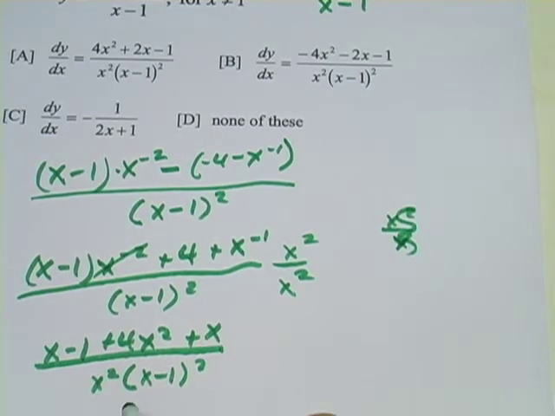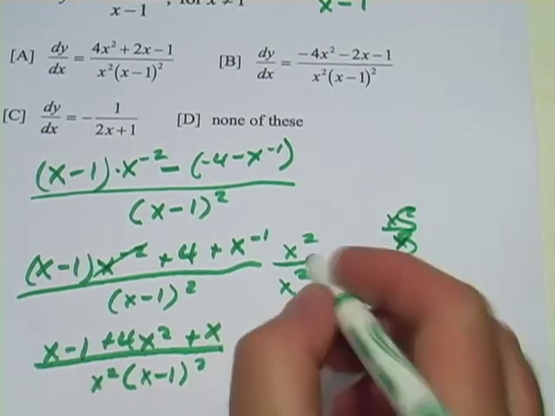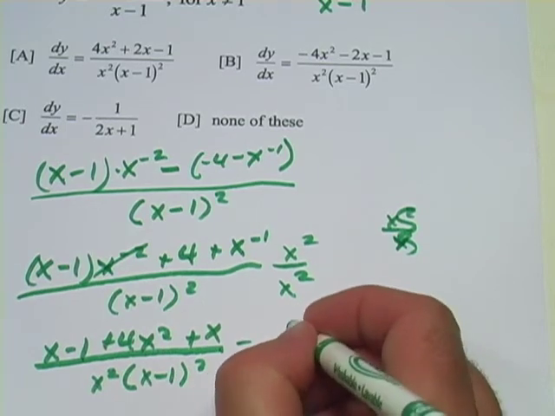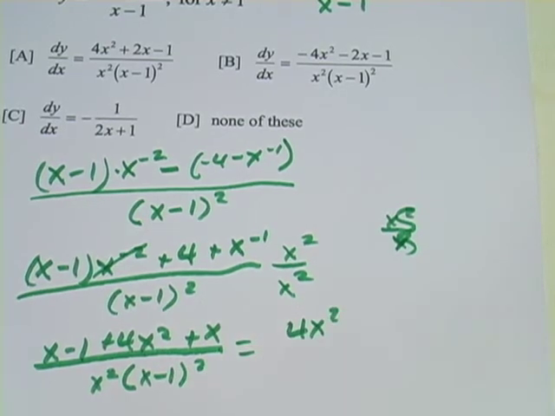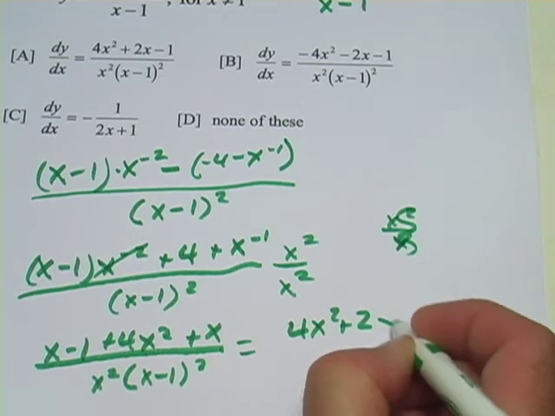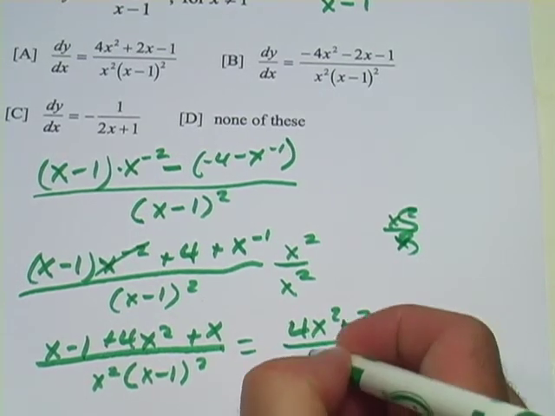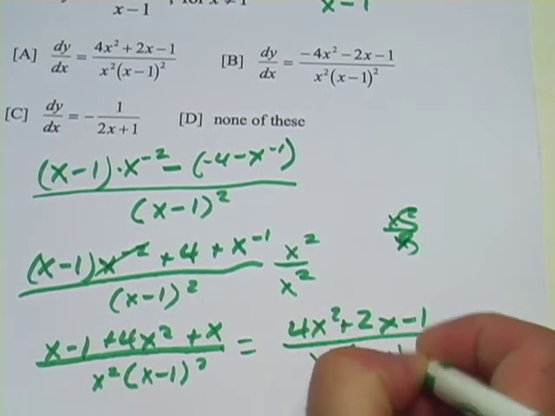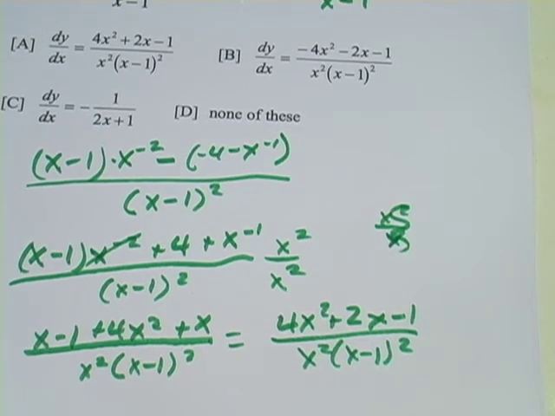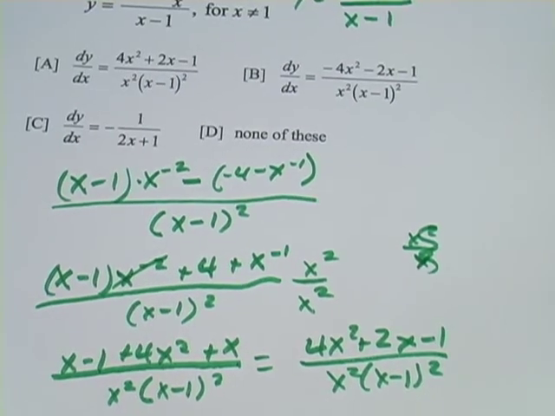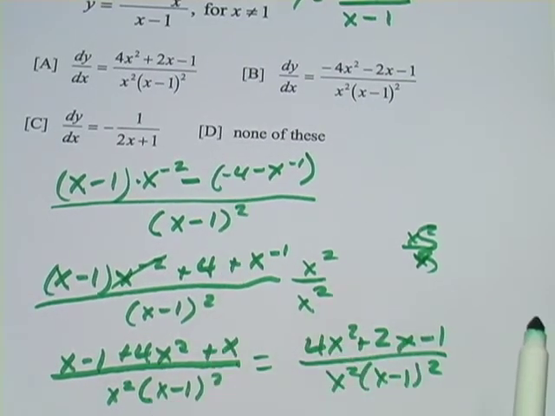Now we just need to simplify a little bit on the top. We've got two x's, so we'll combine those like terms, and I'll just put it in descending order. So 4x squared plus 2x minus 1 over x squared times x minus 1 squared. So that looks pretty simple, and let's see. Yeah, it looks like that is choice A.